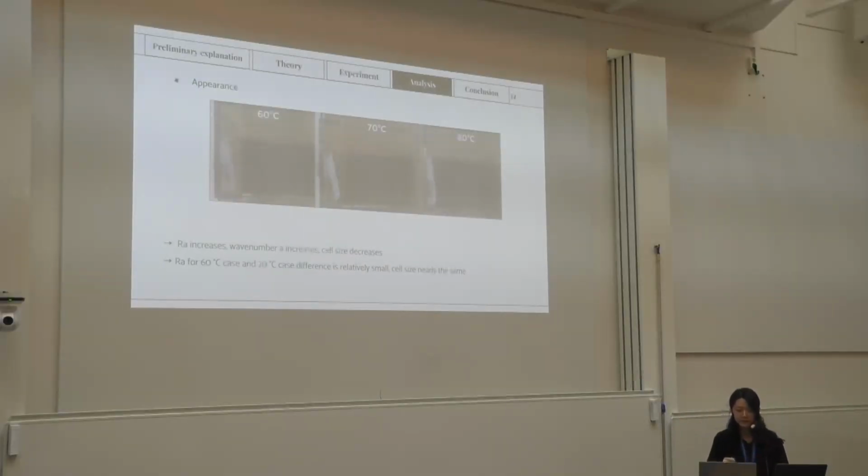Following the previous discussion, the Rayleigh number increases, so the wave number increases. Therefore, the cell size decreases. Again, the difference is too small for us to see a significant difference between the two cases there.